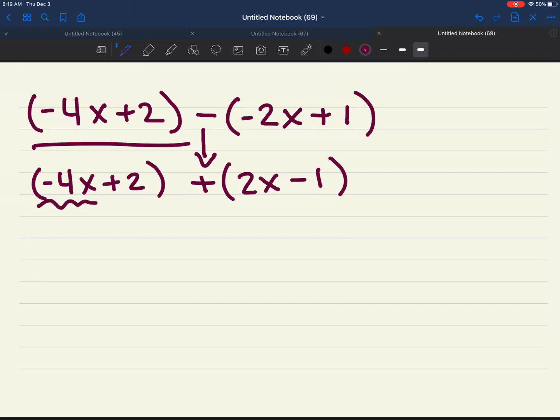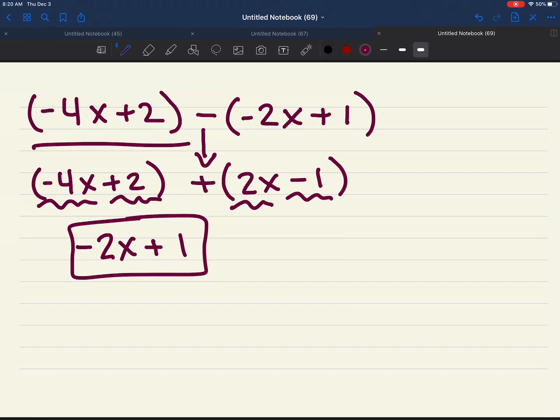What's negative 4x plus 2x? No. Don't guess. It's a negative 4 and a positive 2. Say it again, Cash. Negative 2. Yes. Negative 4 plus 2 would give you negative 2x. What about positive 2 plus negative 1? Positive 1. Good.